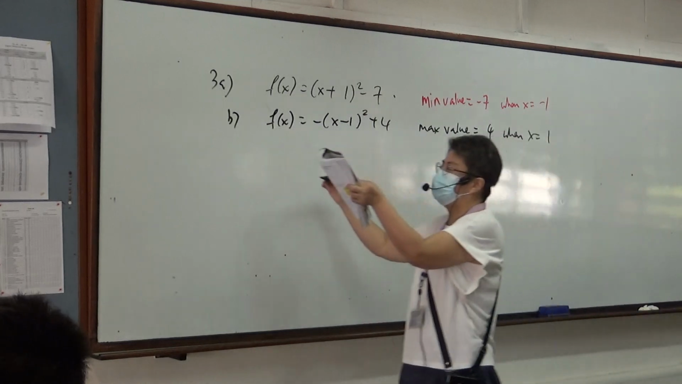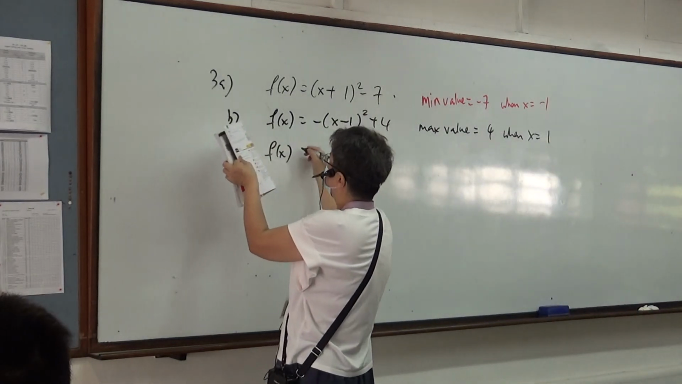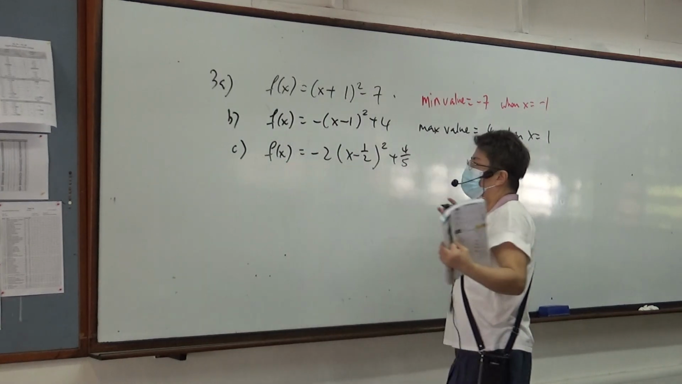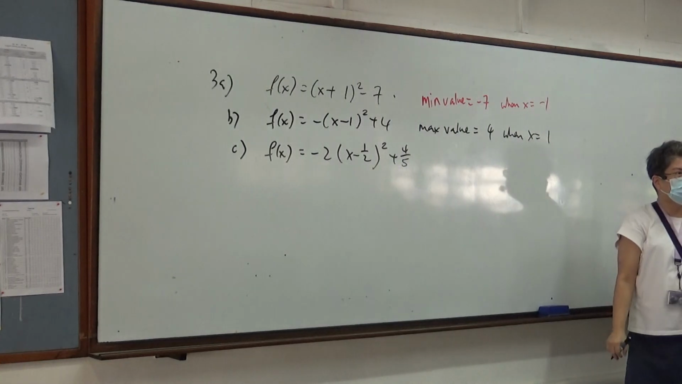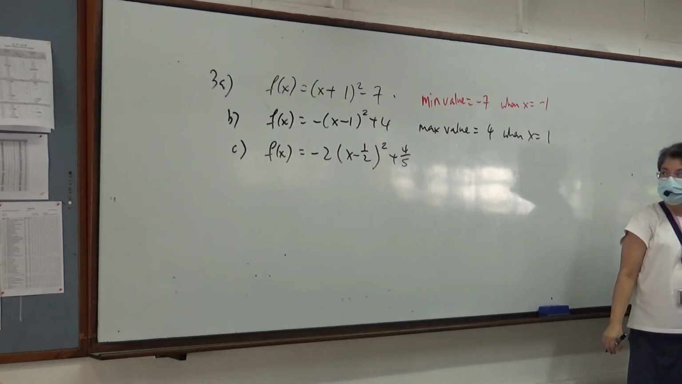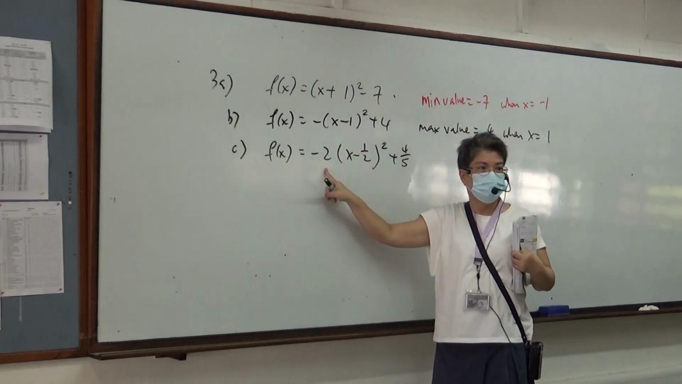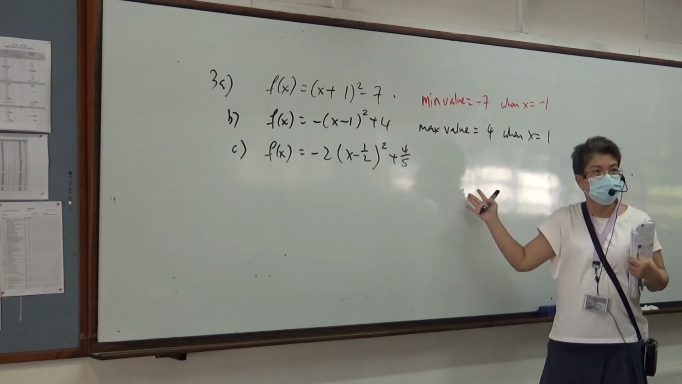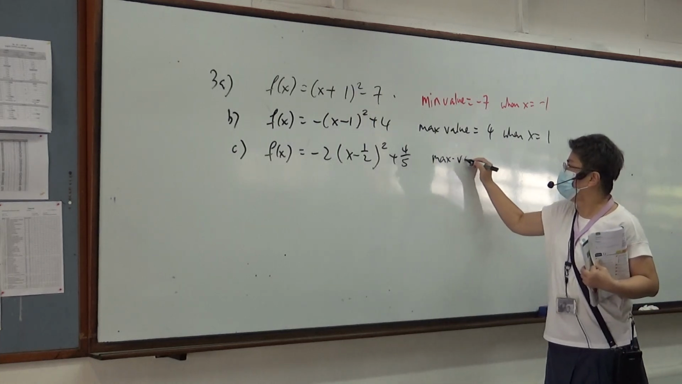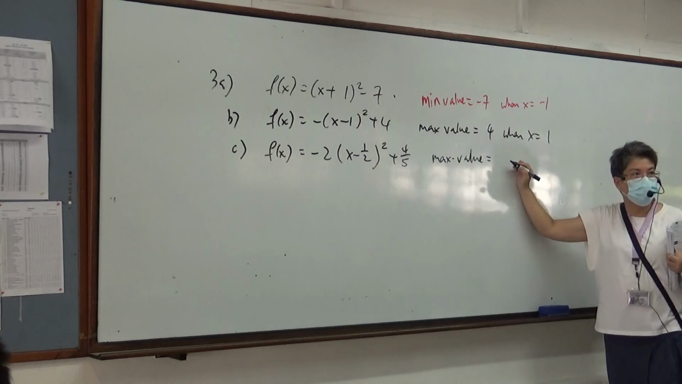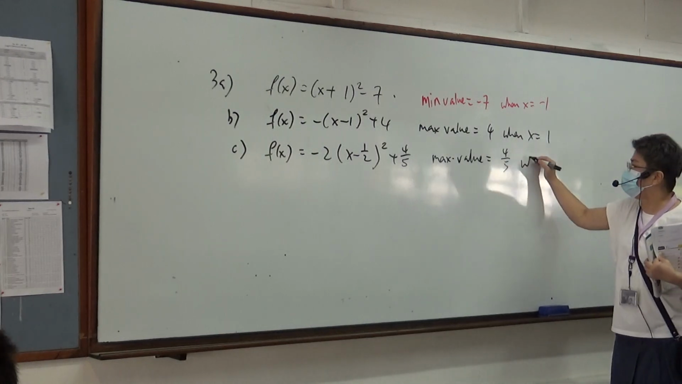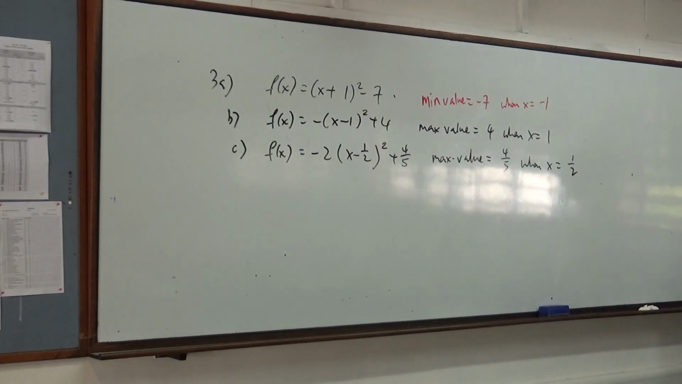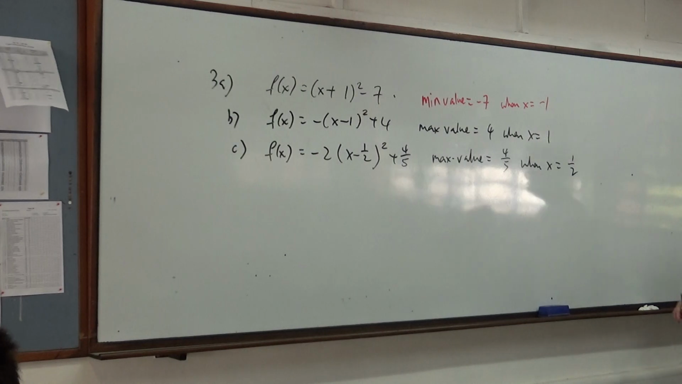Okay, now part C. I want to know maximum or minimum value. This is a negative 2, and this is an x squared, so when I multiply it with 2x squared, maximum or minimum value? Maximum. Maximum value of 4/5, when x is half. Alright. Yes or no, class? Yes. Okay, part D.